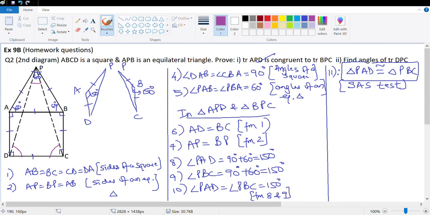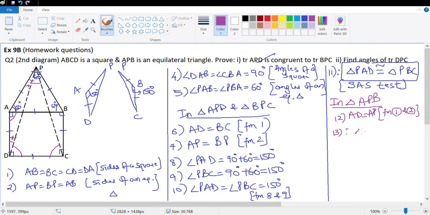Okay, so let's look at triangle PAD. I know AD and AP are equal, which means this is an isosceles triangle. So this angle is X, this angle is also X. So if this is 150 degrees, then X plus X plus 150 degrees will give me 180 degrees. So that's how we can calculate the value of X. So in triangle APB, point number 12, let's first write the sides. AD is equal to AP. This is from point number 1 and point number 2.